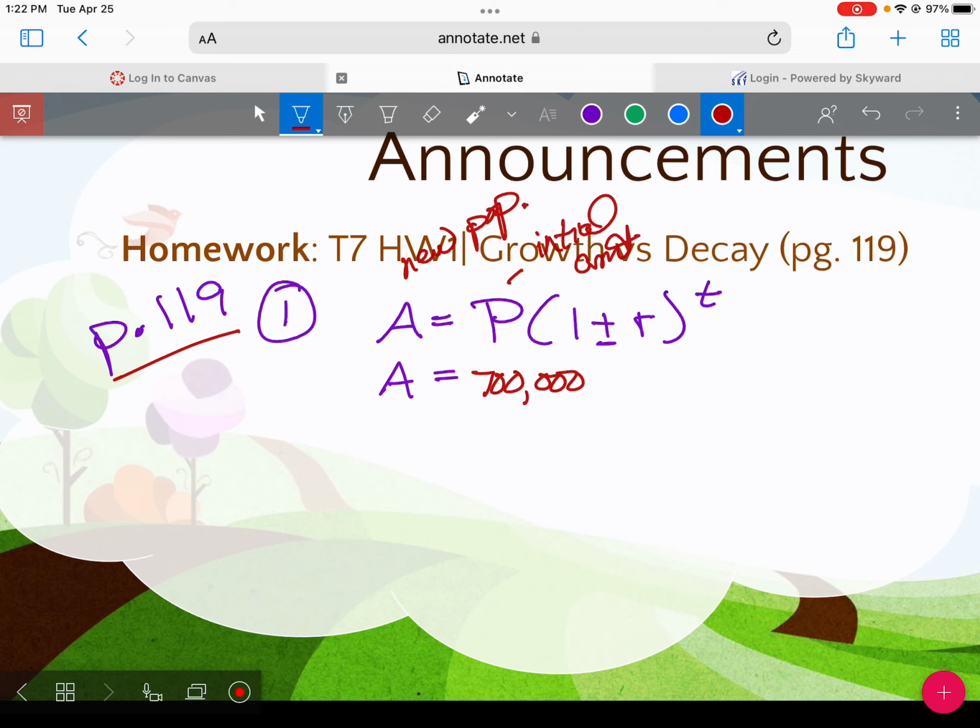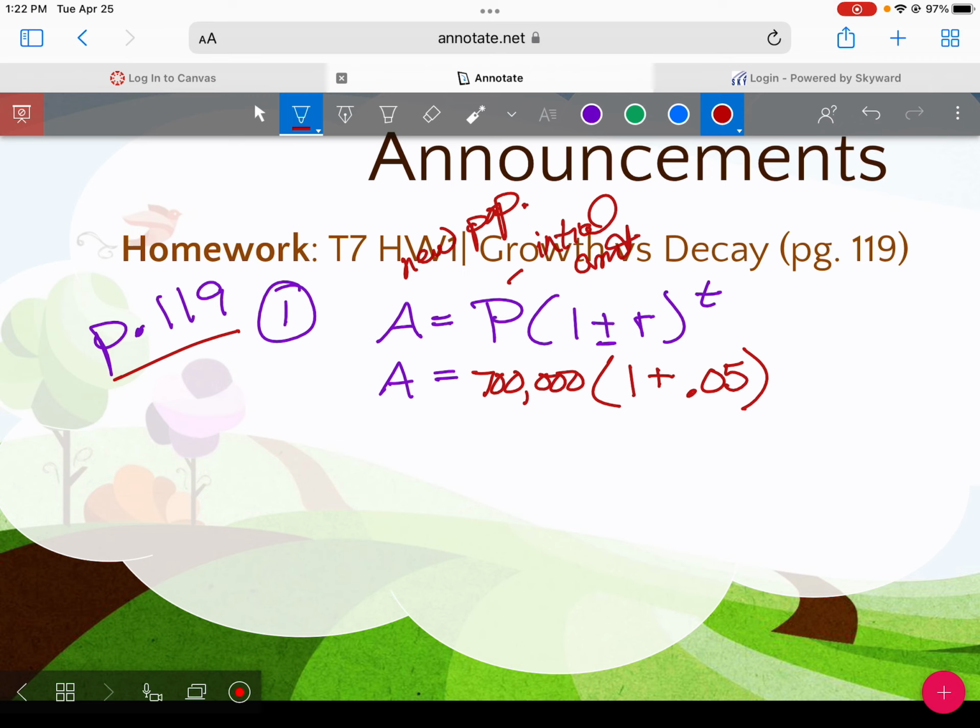Okay? It says it has been growing. So I have parenthesis 1. And if it's growing, is that going to be an addition or a subtraction? An addition. Of, what does it say? 5%. How do I write 5% as a decimal? 0.05.